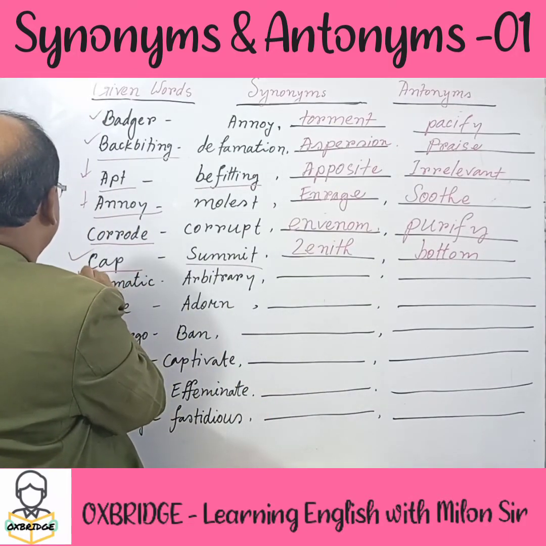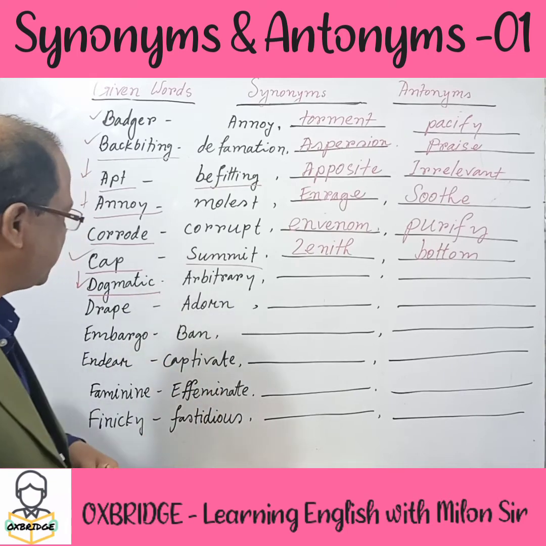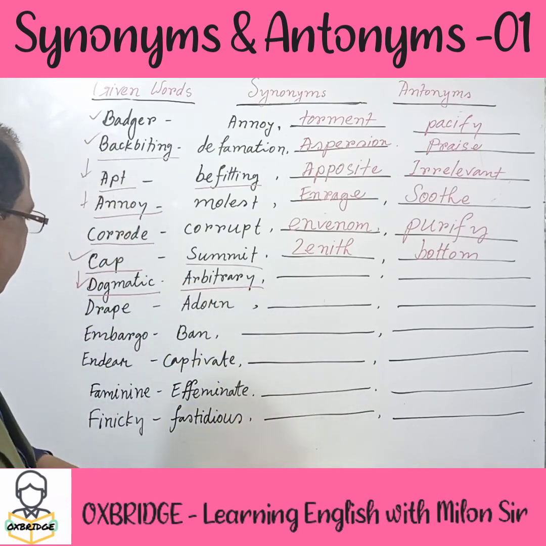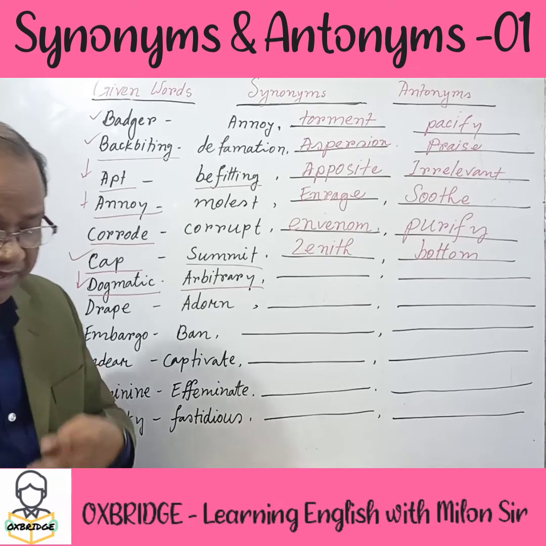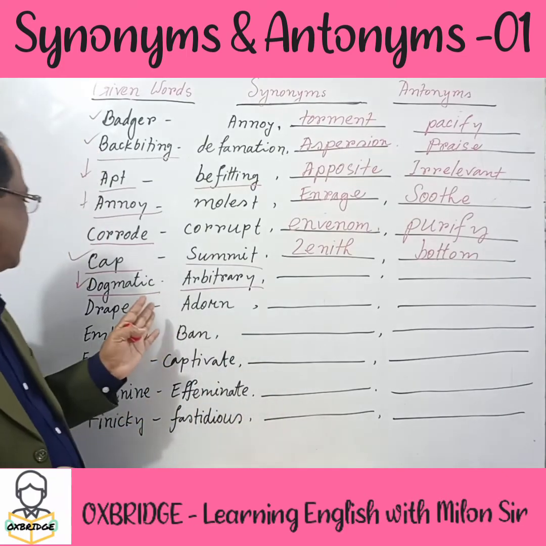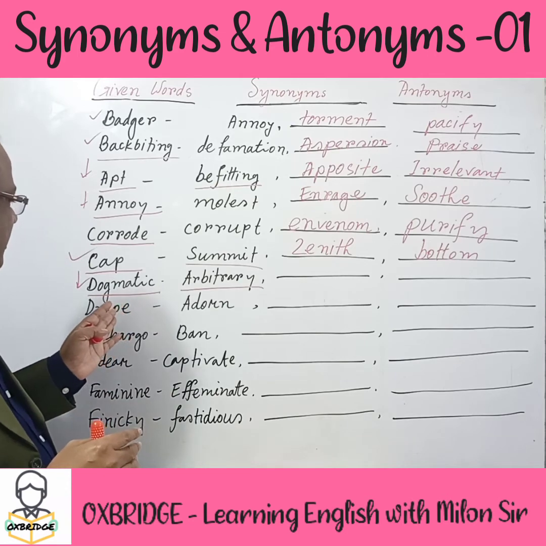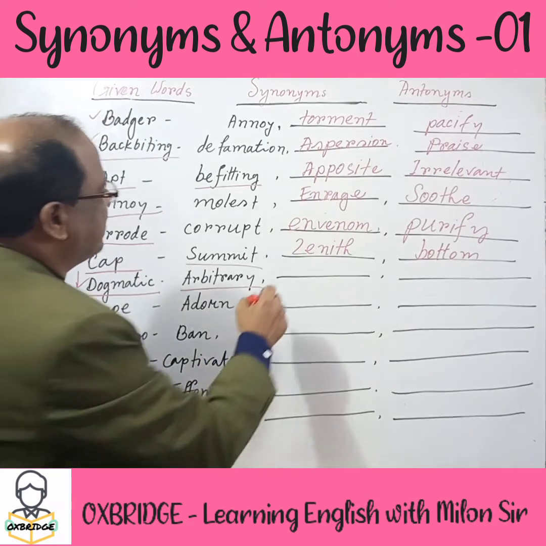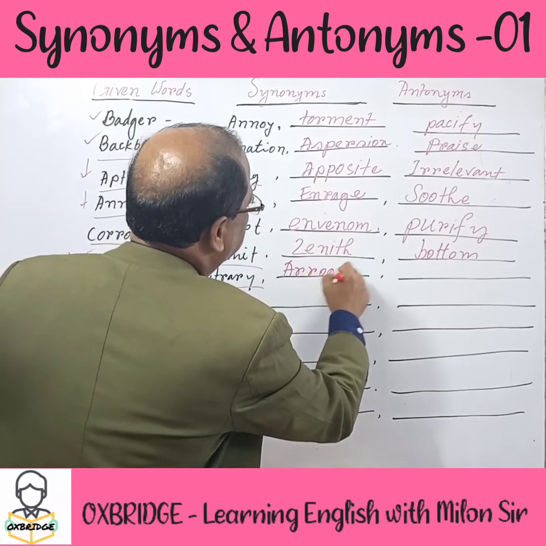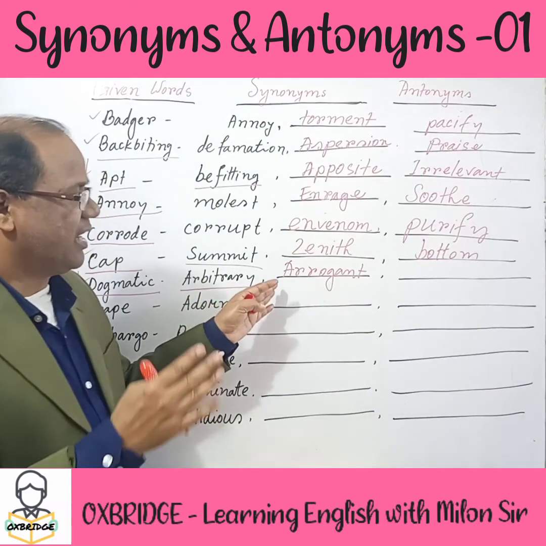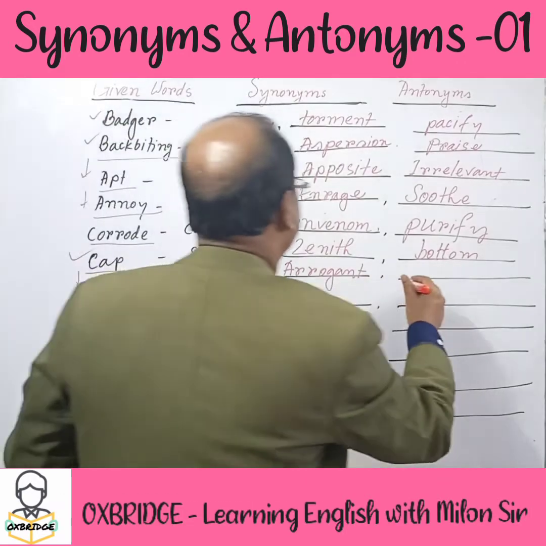Next one, here you can see dogmatic, and the synonym you can see here is arbitrary. Dogmatic means arbitrary, that is unreasonable. So what can be another synonym for arbitrary or dogmatic? We can write unreasonable or arrogant. So dogmatic, arbitrary, arrogant are the synonymous words, and their antonym can be reasonable.